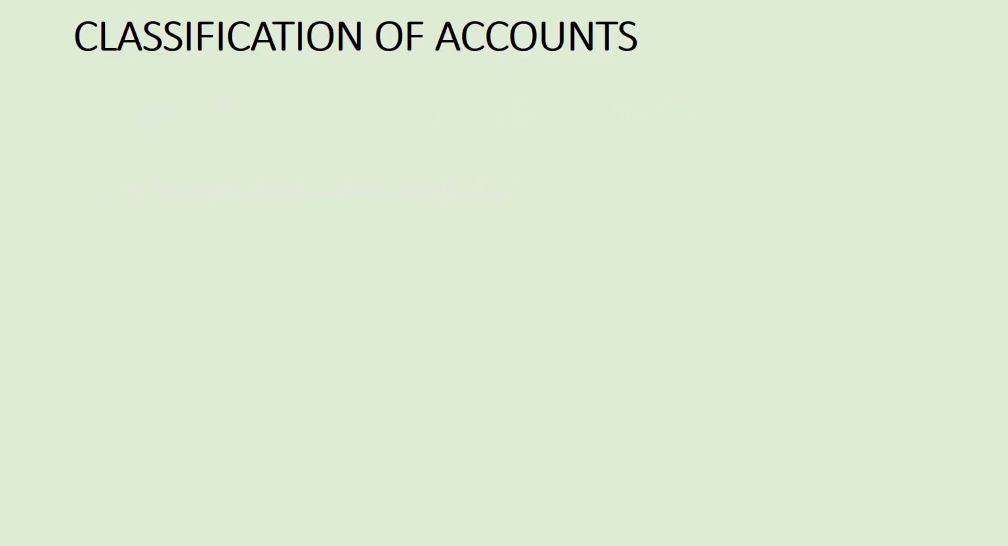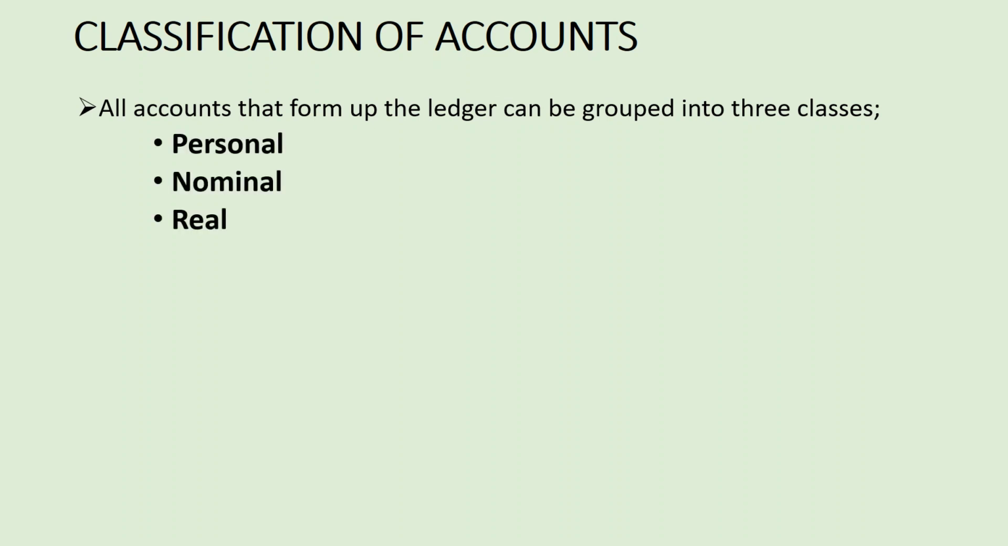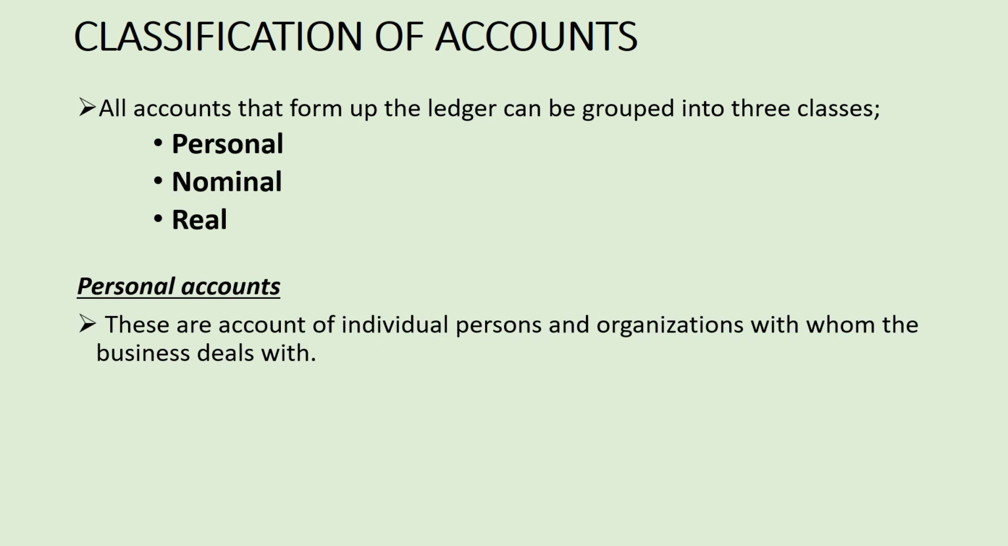Before we can go into how to record a given type of transaction, let's take a look at the different types of accounts. All accounts that form up the ledger can be grouped into 3 classes. These are personal, nominal, and real accounts. Let's start with personal accounts. So what are personal accounts? These are accounts of individual persons and organizations with whom the business deals.